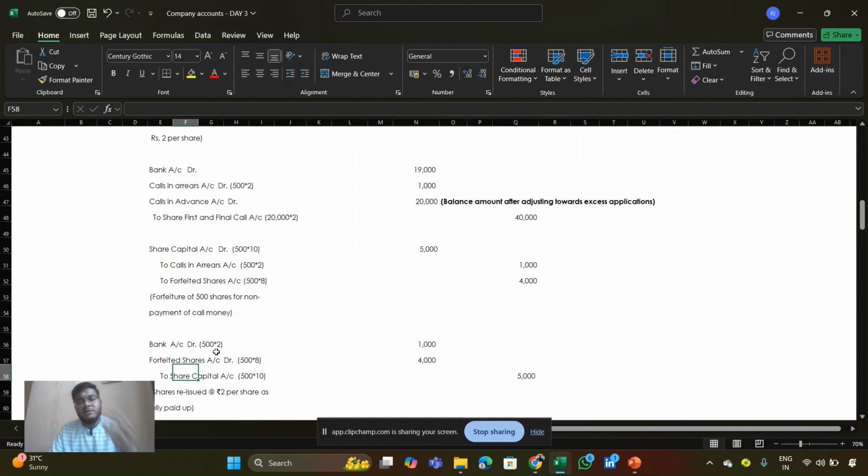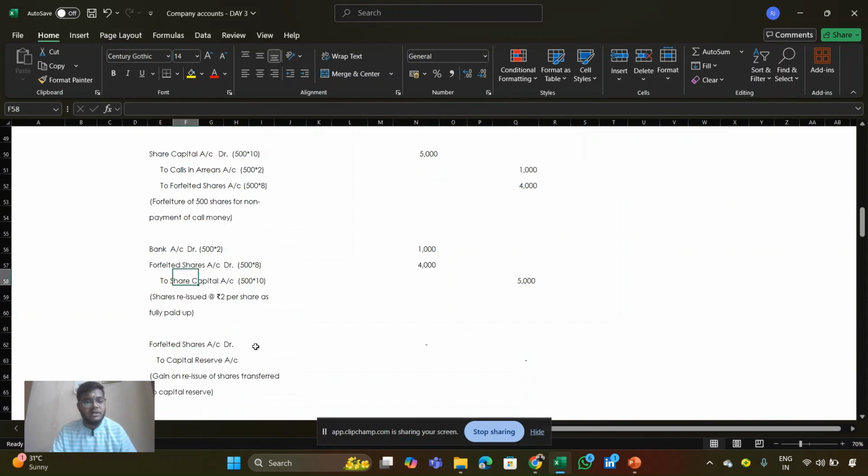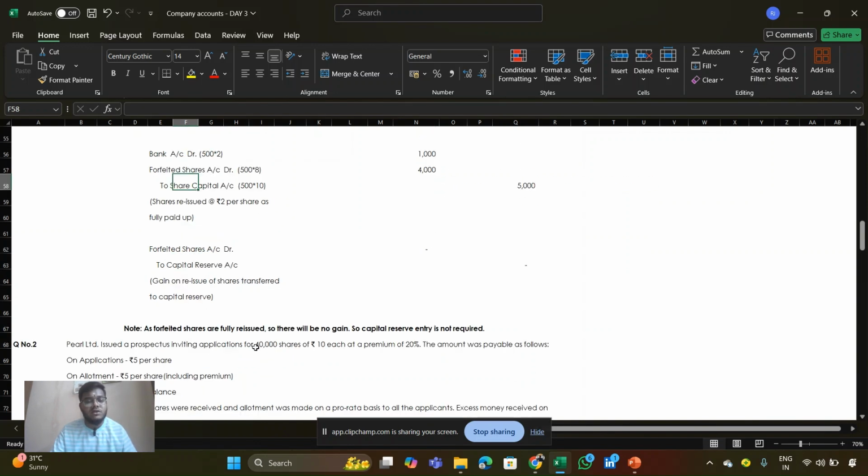In this, for example, if we said that 500 shares have been forfeited and 200 shares have been reissued, it means there will be a partial reissue. So you need to calculate the capital reserve, you need to calculate the gain, and then you should transfer it to capital reserve. Okay, so it's a kind of simple sum.